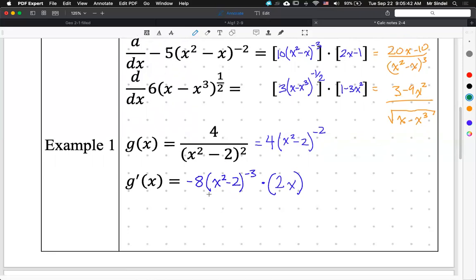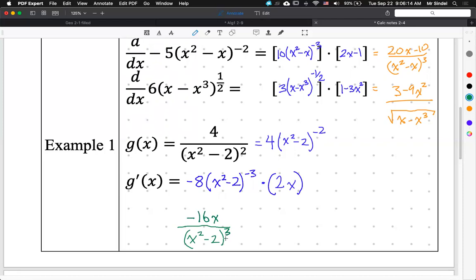Is it negative 16x times, oh, well, it would be over x squared minus 2 to the third. The third, exactly. And it really depends on what the multiple choice answer wants your form in. Sometimes they leave negative exponents, sometimes they write it with positive exponents in a fraction. Just know that you should be comfortable with both forms. All right, that's example 1.